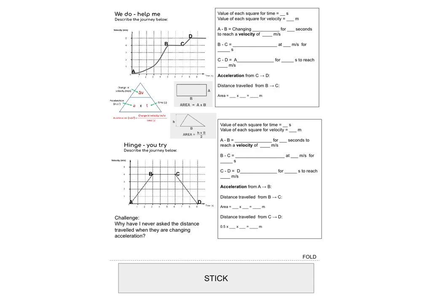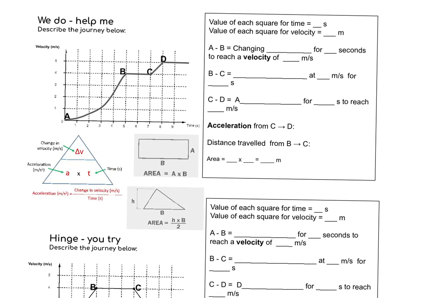And on the back of our worksheet, we've got 2 more graphs. So again, this one's just going to go up in ones. We've got a changing acceleration on that curve. Changing acceleration for, let's have a look, 5 seconds to reach 4 meters per second. B to C is going to be a constant velocity, and it stops at 4 and it stays there for 2 seconds. And C to D is a really tiny bit of graph there. It's a nice straight line, so it's going to be accelerating.